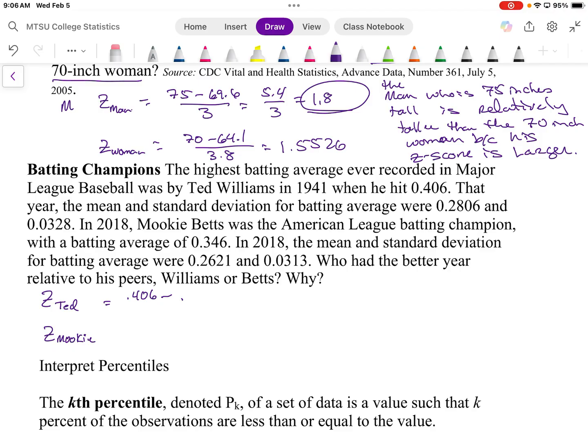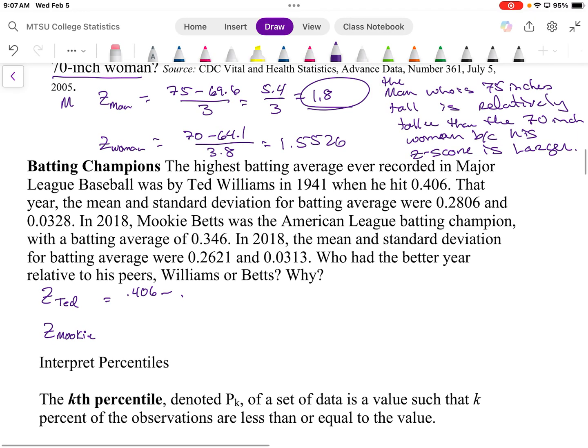Right, I think I got an extra 0. If you look at where, oh, never mind. No, I didn't. My eyes are off. That's the standard deviation. My apologies. I was looking at that 0.0328 as being the mean. I was like, there ain't no way that mean average was that. Standard deviation. That makes sense.